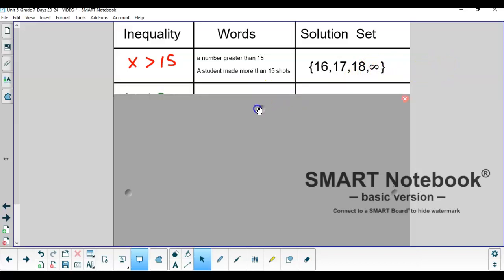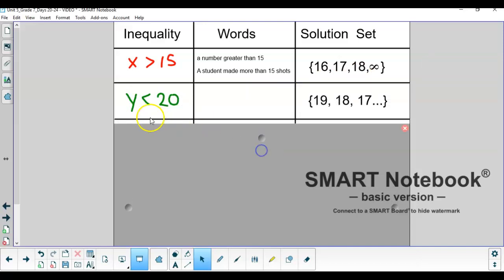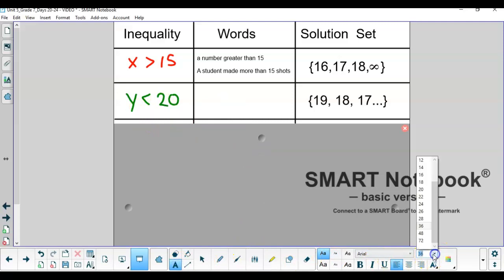The next one, we have y is less than 20. If I wanted to write this in words, that's how I would write it in. In this one, we could say a number less than 20. And then we could say Mr. Archer has less than $20 in his wallet.